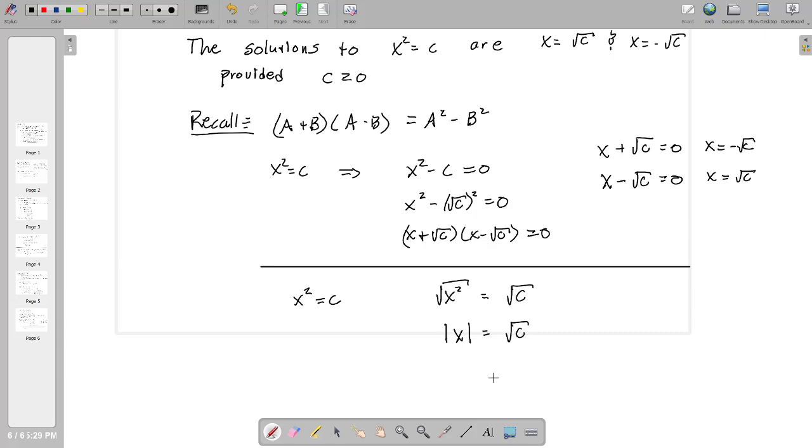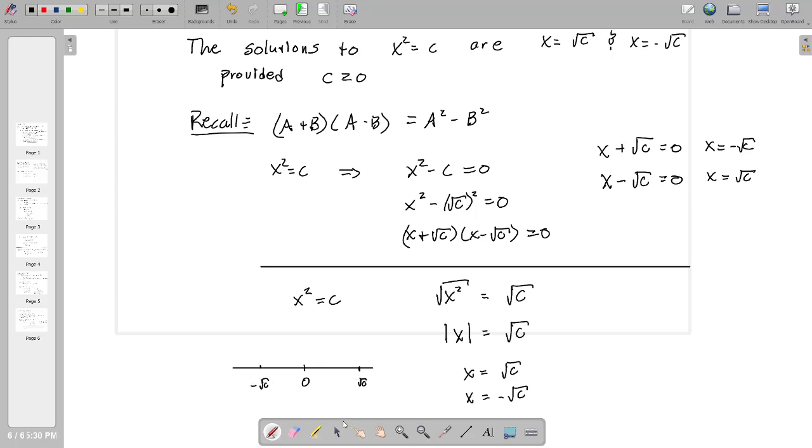Notice I haven't added the plus or minus yet. Now there's a reason for that. When you take the square root of c, you don't add a plus or minus. Where the plus or minus comes in is when we have the absolute value of x is equal to the square root of c. Because this then means that x is either going to be the square root of c or x is going to be the negative square root of c. What we're saying here is that x's distance from 0 is the square root of c. So if we look on a number line and we add 0 in the middle, we have the square root of c here, and we have a square root of c here.